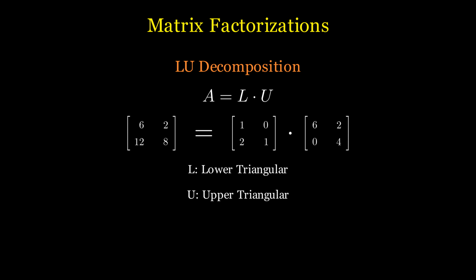But for matrices, LU decomposition factors a matrix A into a lower triangular matrix L and an upper triangular matrix U. L has ones on its diagonal and zeros above, while U has zeros below its diagonal. This is very useful for solving linear systems efficiently.